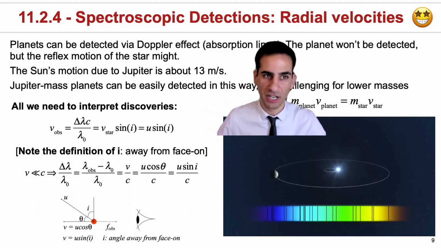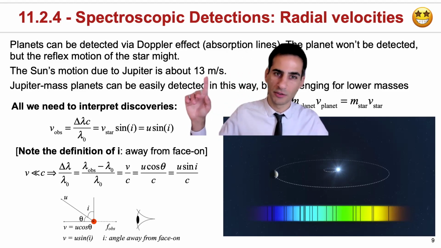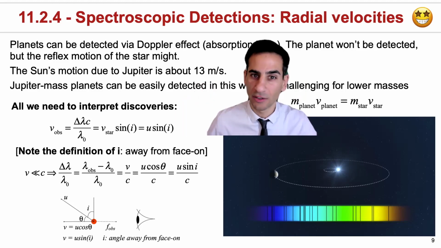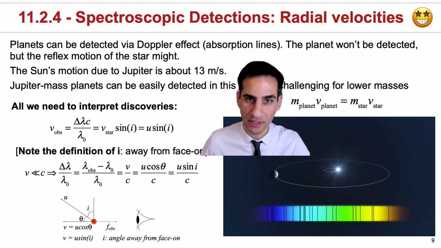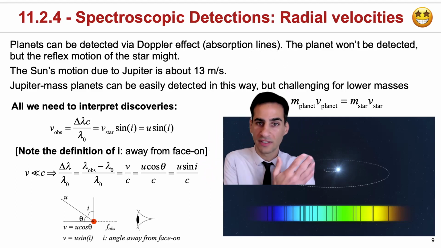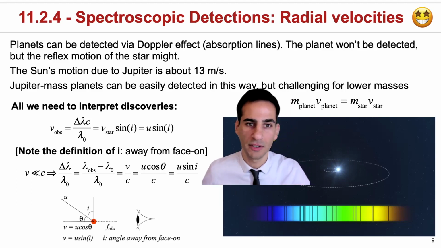This is, of course, still challenging. The sun's motion due to Jupiter is still just about 13 meters per second, and therefore you still need to have big precision, even for Jupiter-like planets. So this is obviously even more challenging for lower masses.